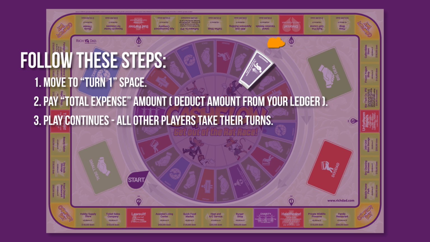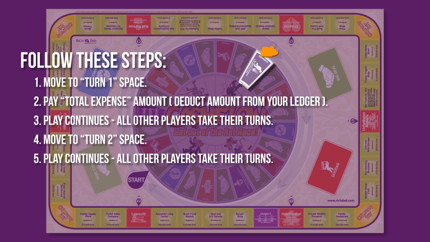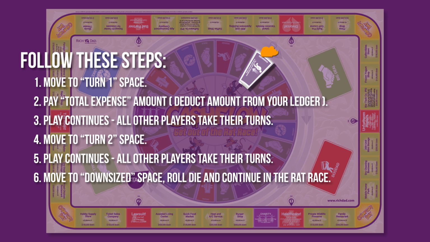Play continues. All other players take their turns. Move to the turn 2 space on the outer edge of the board. Play continues. All other players take their turns. Move to the downsized space. Roll the die and continue on in the rat race.